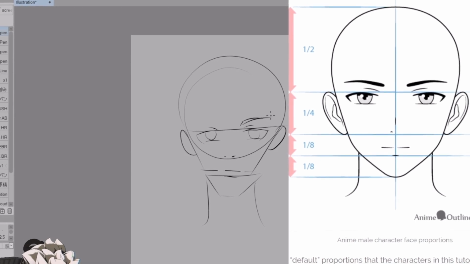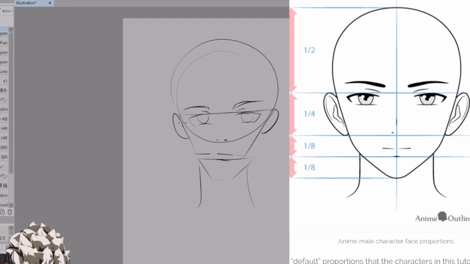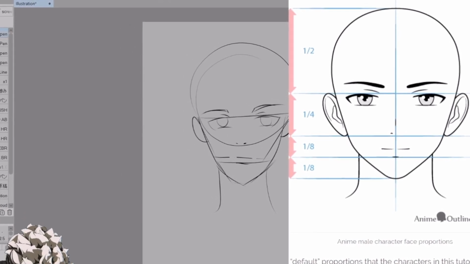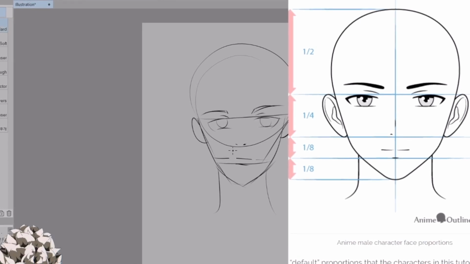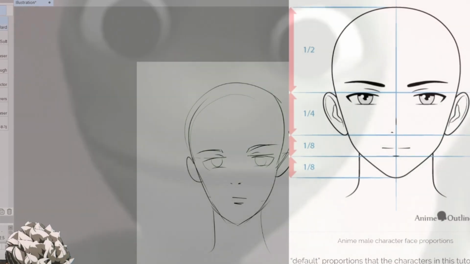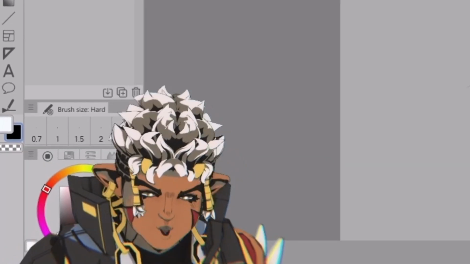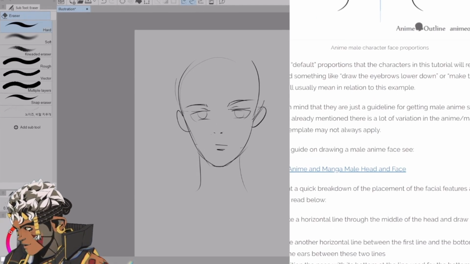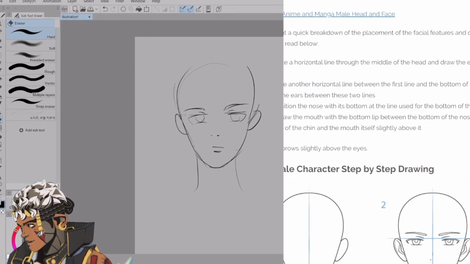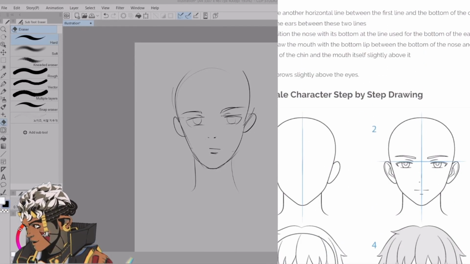Okay, so we got brow. Got another one. Why does his look good and mine looks funny? What did I miss? Okay, and then he erased everything. Dang, why you look like an alien, bro? You look like you pro people. These are the default proportions that the characters in this tutorial were referred to. What is going on?